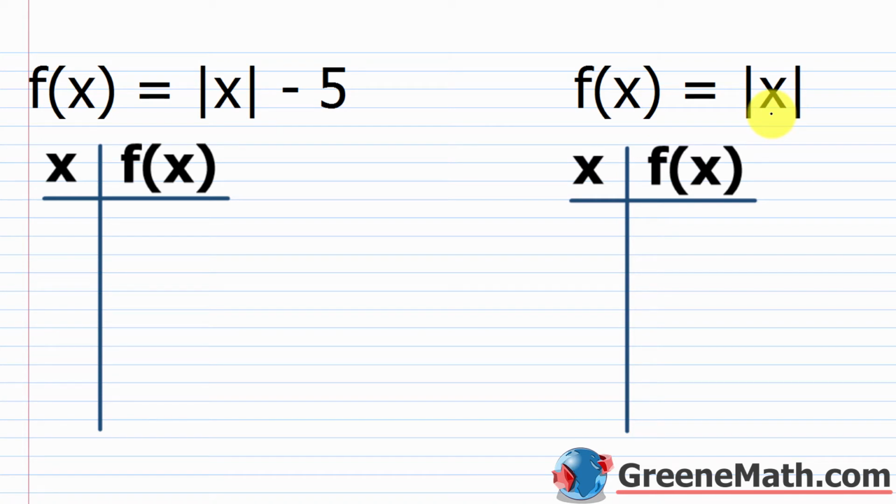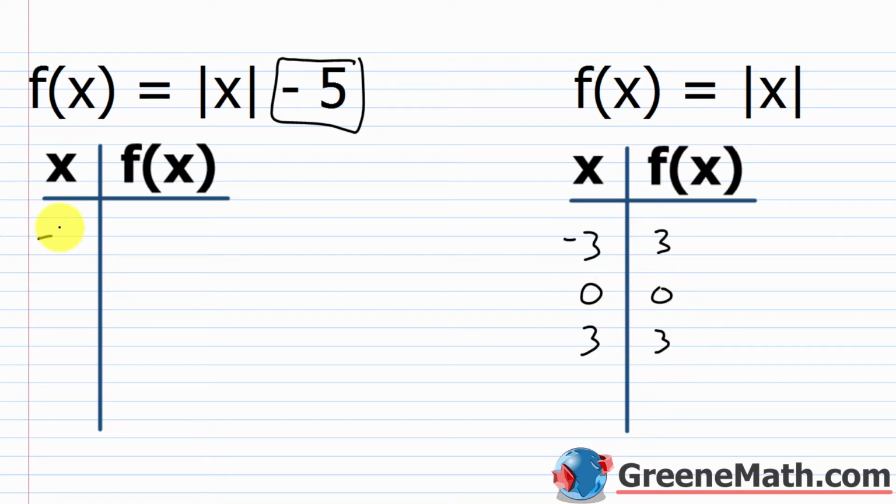So we can say for a given x value, the y value that will be produced will be 5 units less. And this will create a vertical shift down by 5 units. So again, we can go with -3, 0, and 3. This would give me 3, 0, and 3.